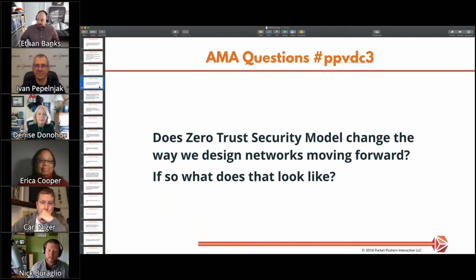Does the zero trust security model change the way we design networks moving forward? And if so, what does that look like? So zero trust, define that as you do not trust whatever the endpoint is. You've got to come up with some way to trust that and then allow it on. And the assumption is whatever's out there is bad news. So what's the impact to network design, the zero trust security model?